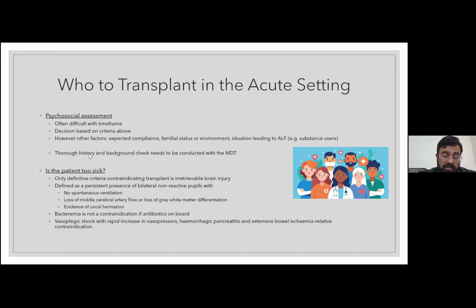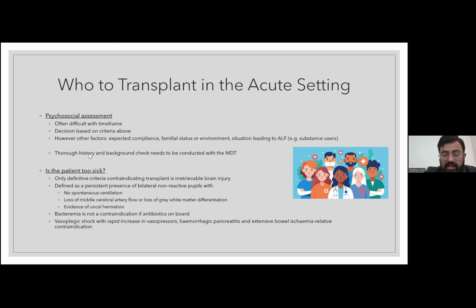Then the question is whether the patient is too sick. The only definitive criterion indicating contraindication to transplant is irretrievable brain injury. This was defined as persistent presence of bilateral non-reactive pupils with, one, no spontaneous ventilation, two, loss of middle cerebral arterial flow, or loss of gray-white matter differentiation, and then evidence of uncal herniation. That essentially correlates to brain death, which was considered as the patient being too sick and a definitive criterion for contraindication to transplantation.